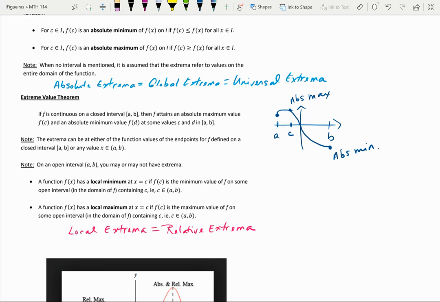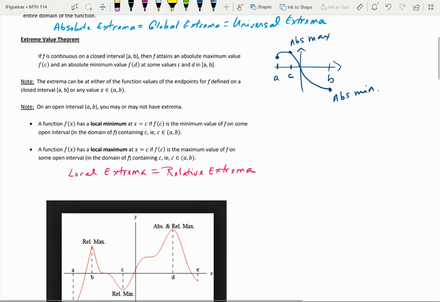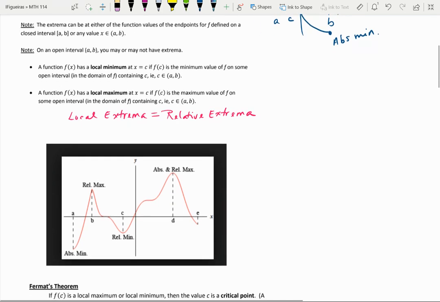So local extrema and relative extrema mean the same thing. I usually use the word local. Sometimes I use the word relative, but you will see either one in other textbooks or videos. So let me illustrate all of these definitions in the picture below.